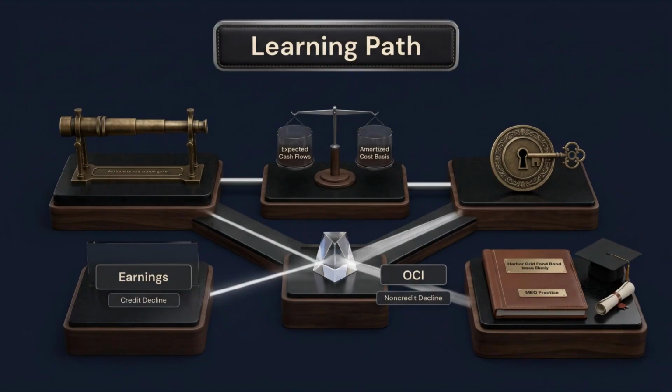Let's look at the learning path. First, we identify which securities fall within ASC 326-30. Then we test whether a credit loss exists by comparing the present value of expected cash flows with amortized cost. After that, we check the intent to sell gate because that can change the entire accounting route. Then we split a decline between the credit portion in earnings and the non-credit portion in OCI. Finally, we solve the Harbor Grid Fund example and practice the model through an MCQ.